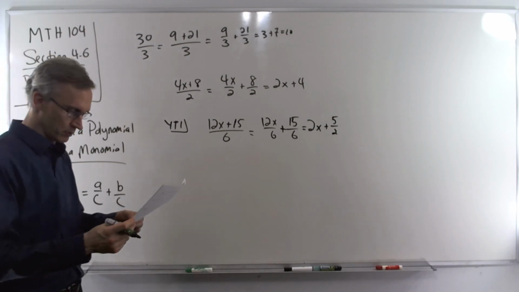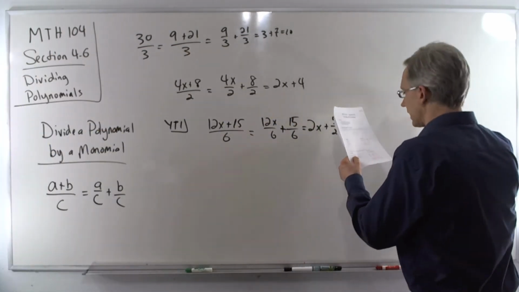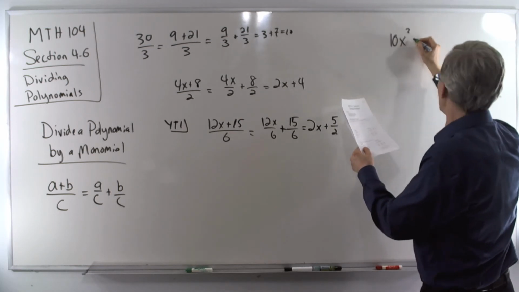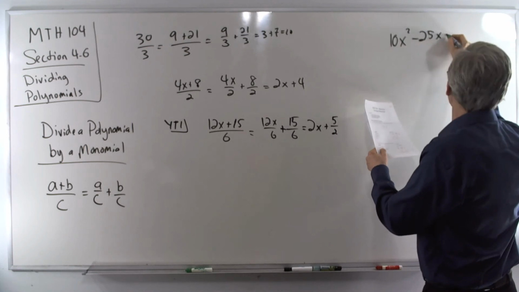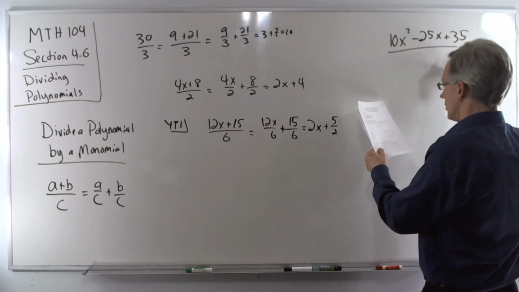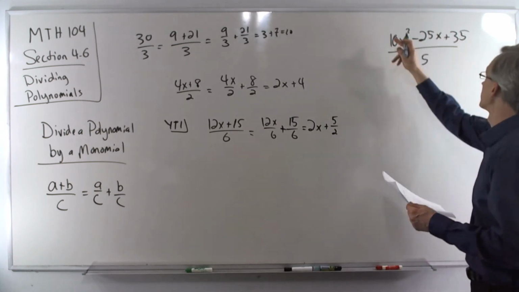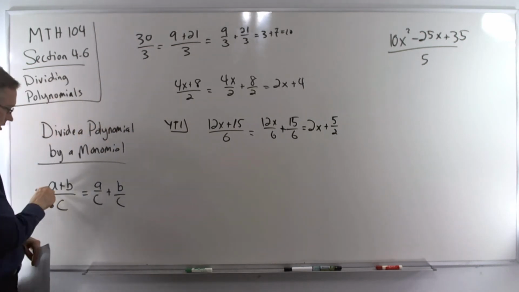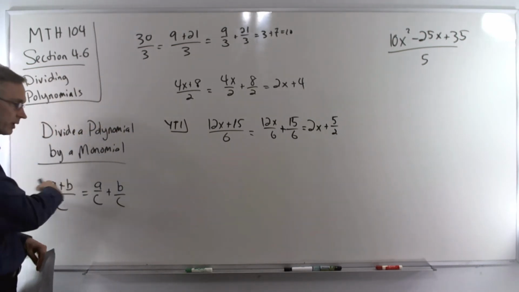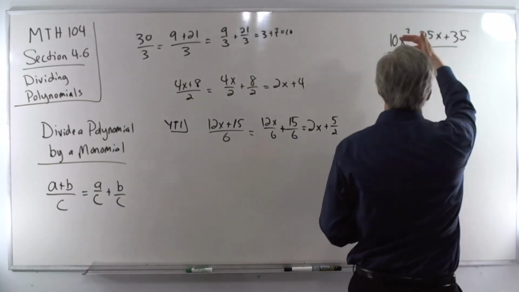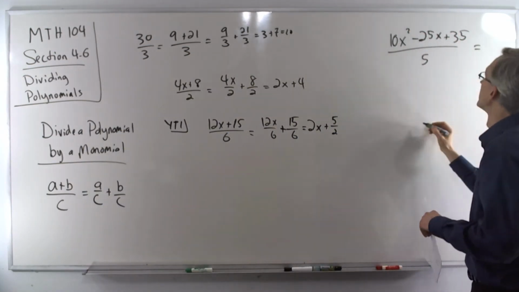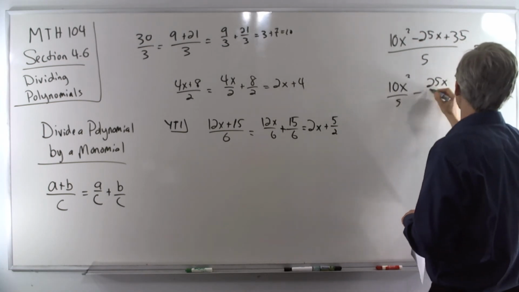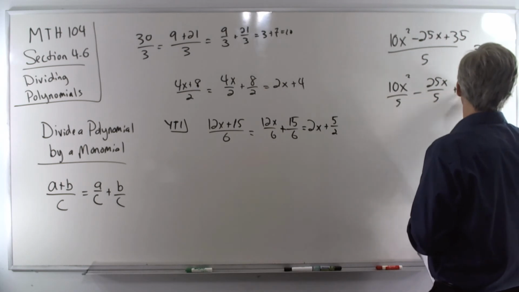All right, next up, we're going to divide a trinomial by a number. So we got 10x squared minus 25x plus 35 all over 5. So we have three terms up top, so this property doesn't just apply to polynomials with two terms. This can extend to any number of terms. So since we have three terms on top, we'll split this up into three different fractions. 10x squared over 5 minus 25x over 5 plus 35 over 5.